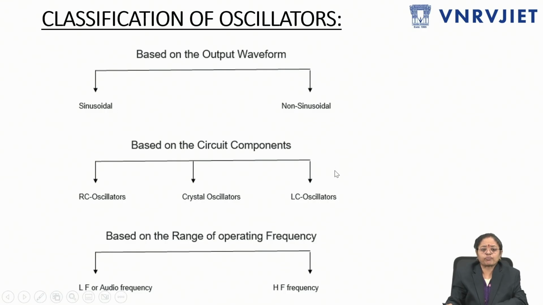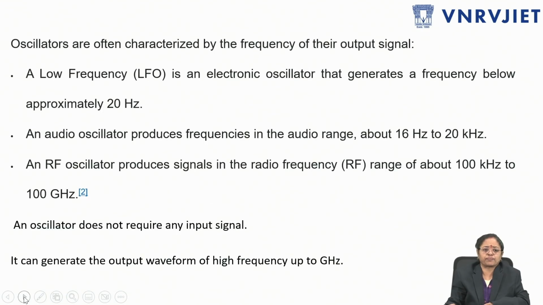Based on the circuit components, we have RC oscillators, crystal oscillators, and LC oscillators, that is inductive capacitive oscillators. Based on the range of operating frequency, we have low frequency or audio frequency oscillators and high frequency oscillators. Each of these oscillators has its own features and its own applications in the field of electronics. Oscillators are often characterized by the frequency of their output signal.